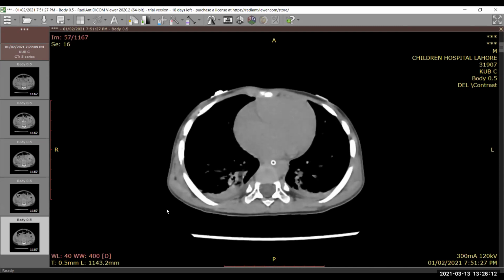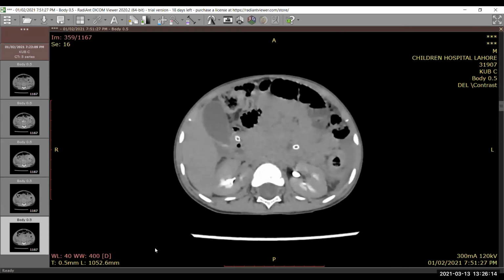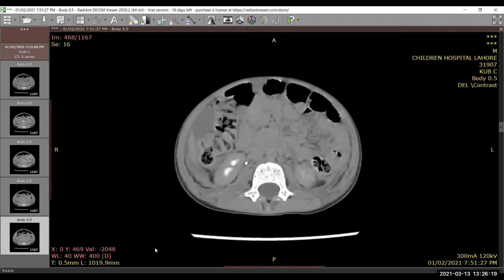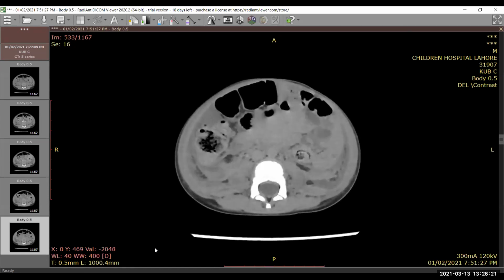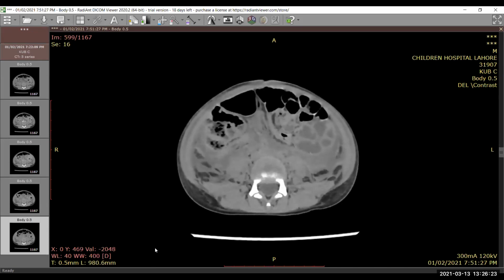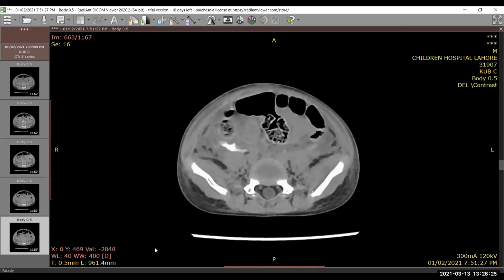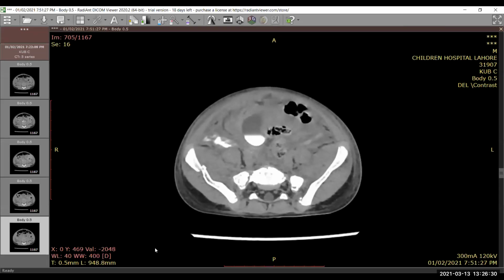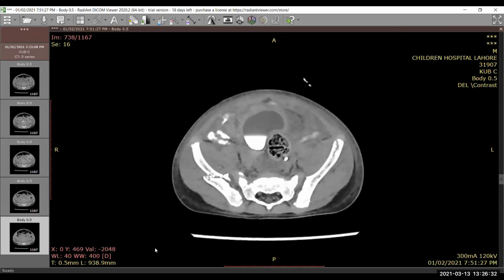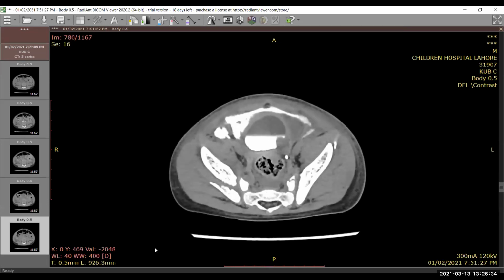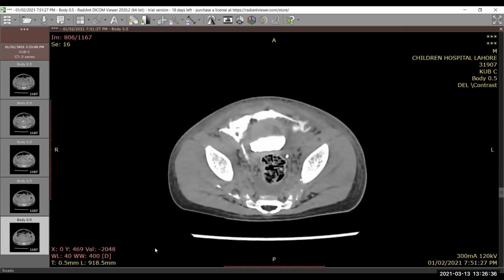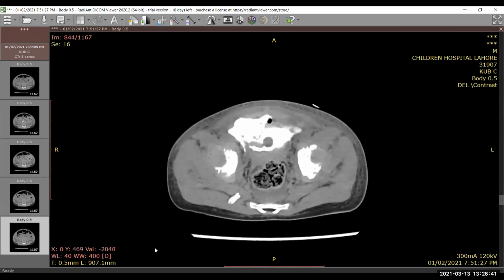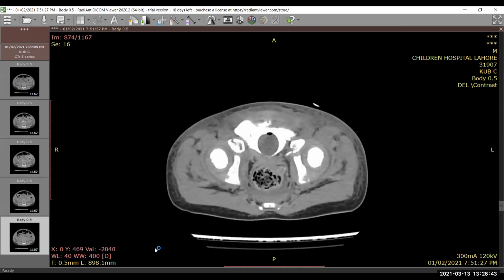Yes. So these are the delayed images. In the delayed images, I can see both kidneys are excreting contrast, and I can see the contrast in the pelvis. The ureters are partially imaged, and I can see the contrast leak in the peritoneum, intraperitoneal leak, and I can see the contrast in the urinary bladder also. So this is an intraperitoneal rupture of the urinary bladder with multiple pelvic fractures.